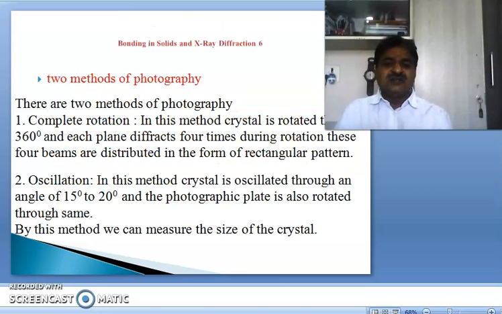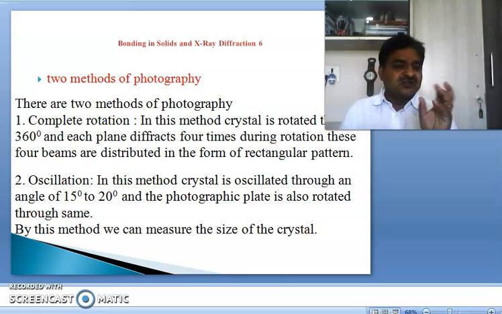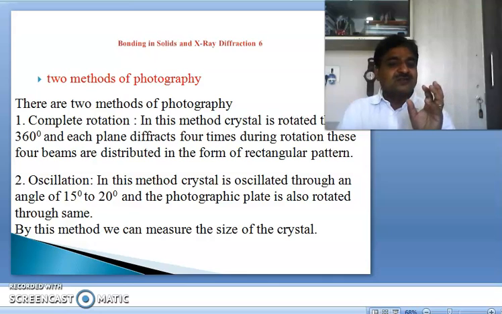There are 2 methods again for the study of crystal. Number 1 is complete rotation. In this complete rotation method, the spindle, or we say the crystal, is rotated through 360 degrees at a slow rate. And each plane diffracts 4 times during a rotation. These 4 beams are distributed in the form of a rectangular pattern.